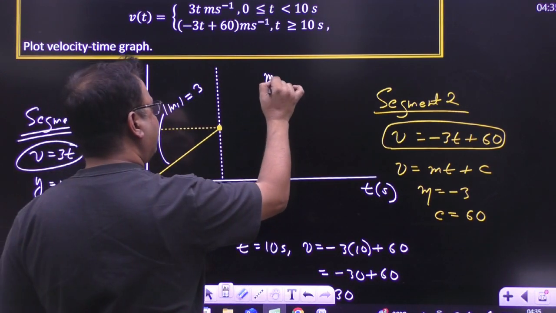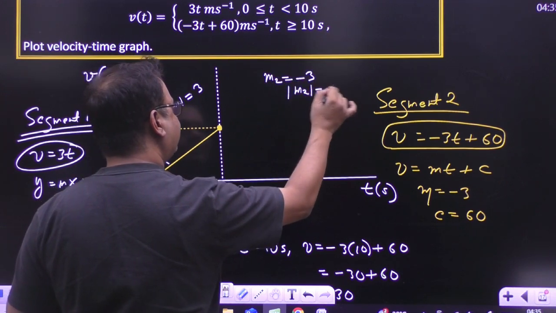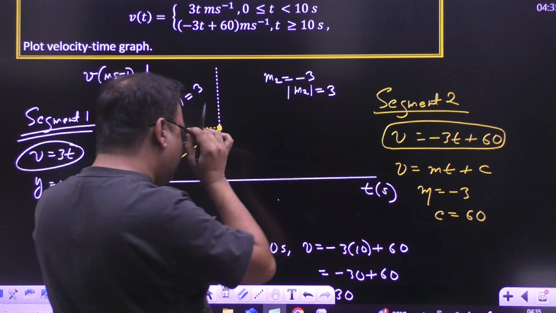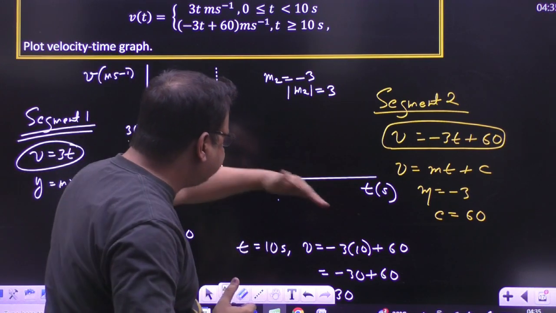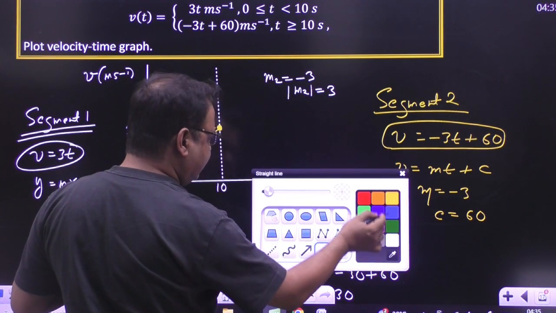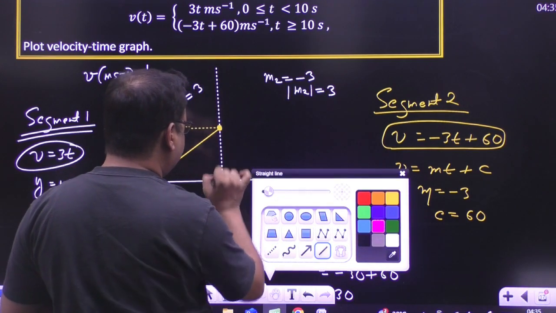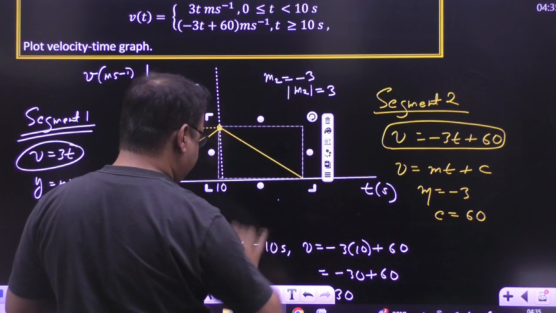And in the second segment, the slope is minus 3. So the modulus of slope here is also 3. So can you say, though the second graph will go down, it will have the same inclination, same steepness. So right now we have seen how to make such a graph when it has the same steepness, here the height is same. So we will take the same run.